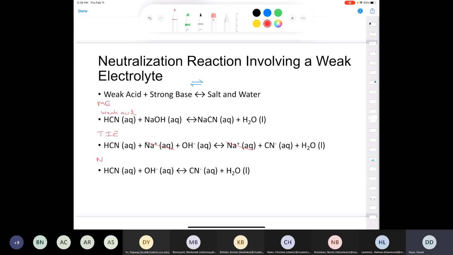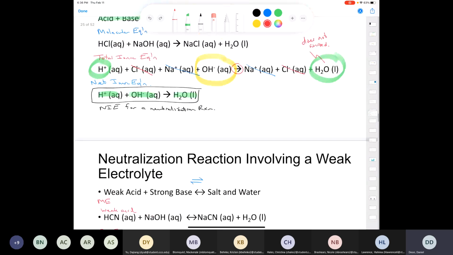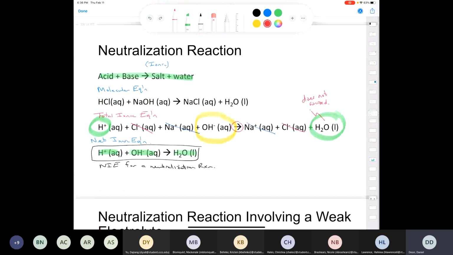Now, in our net ionic equation, we get our weak acid plus hydroxide gives us our anion plus water. So when we go back to this slide and we see this general equation, that would be for the combination of a strong acid and a strong base.